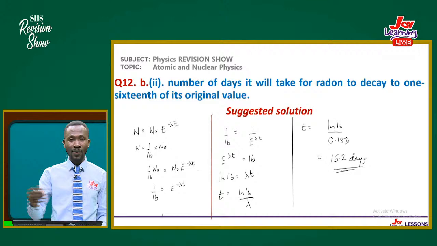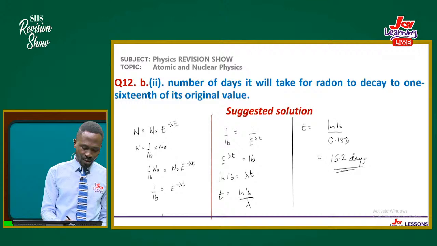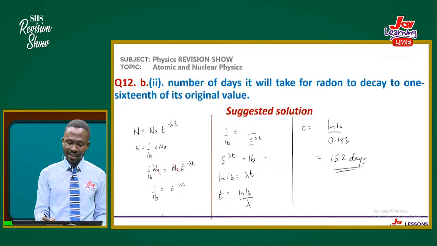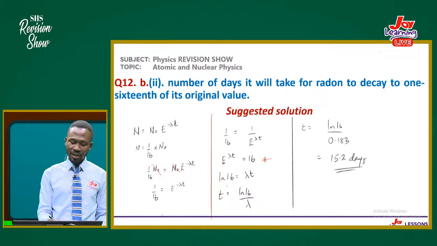Then we have n naught on both sides. And so we take away the n naught from there. You have 1/16 equals that. And you want to take away the negative exponent. So 1/16 equals 1 over that. When you cross multiply, you get this. Very good. You find the natural log of both sides, and you're going to get t equals natural log of 16 on lambda, and you get that.